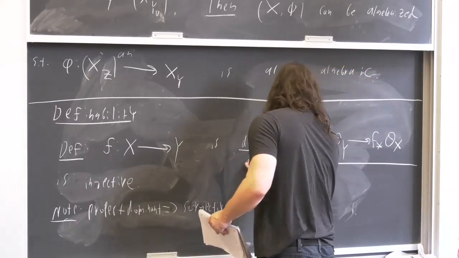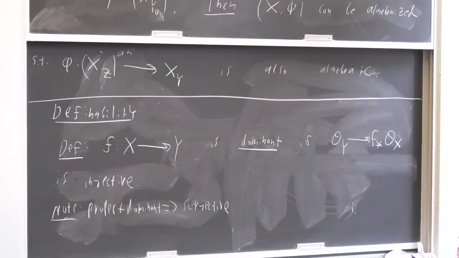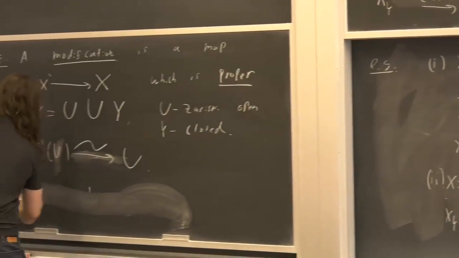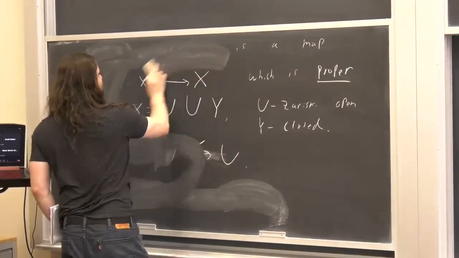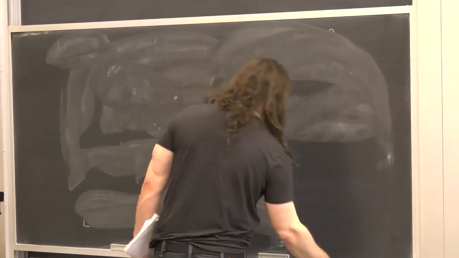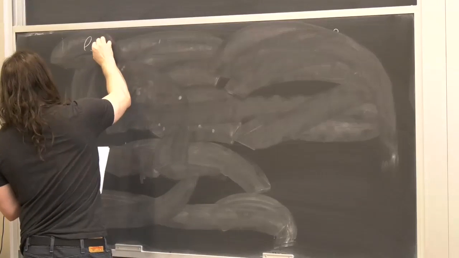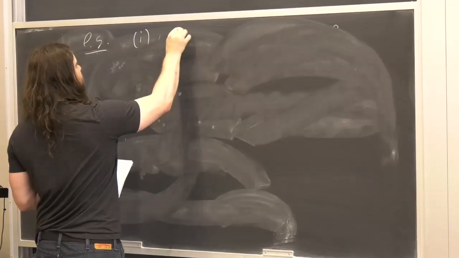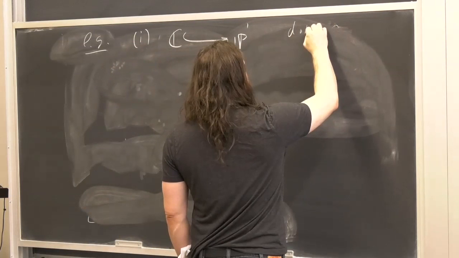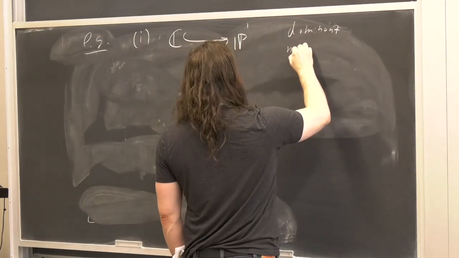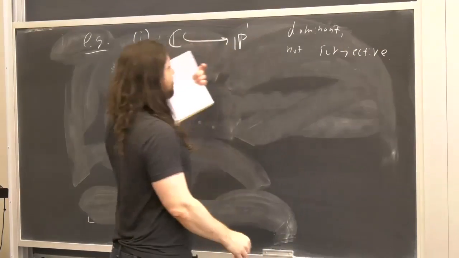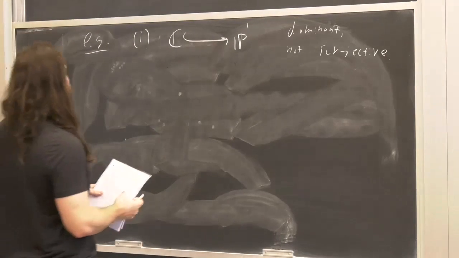It's a bad idea. We go on keyboard. As a couple of simple examples: first of all, any open inclusion like C into P1 is dominant but not surjective, because you can't vanish on C without vanishing on all P1, it's holomorphic.